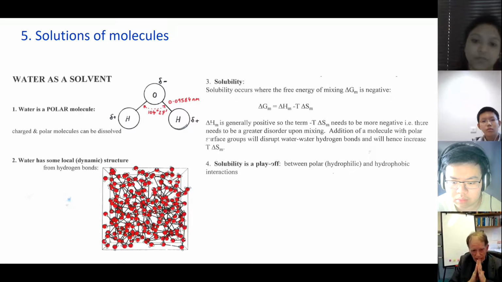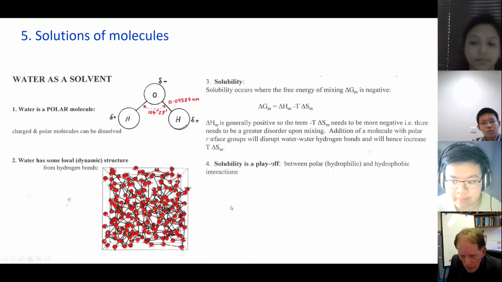state. Anyway, in the solid state, in ice, this is different. But in liquid water, there is local dynamic structure where hydrogen bonds are being formed, broken, reformed, broken, reformed. But on average over time, one can say that there is structure within the liquid water situation.